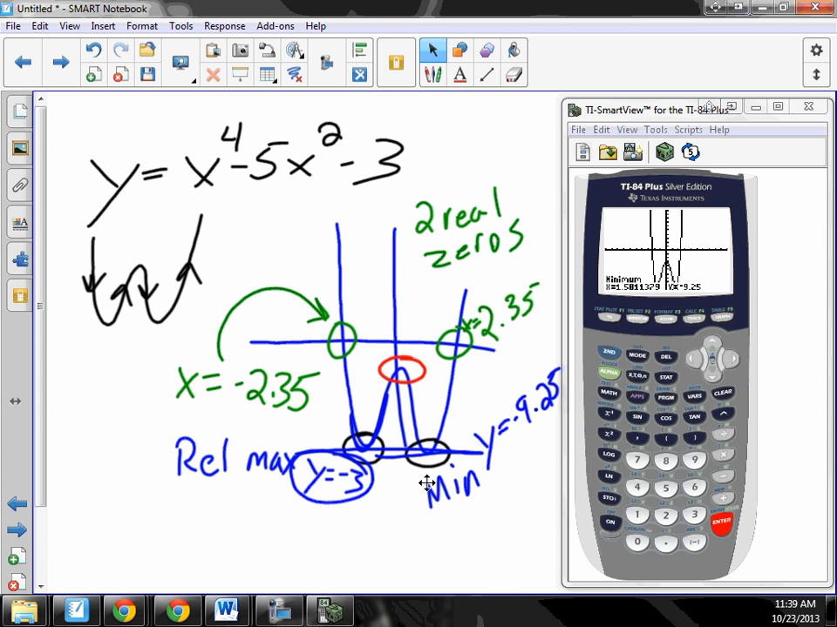Okay, so it looks like you have 8 polynomials to graph, and you need to answer all of those questions for each polynomial. Good luck.